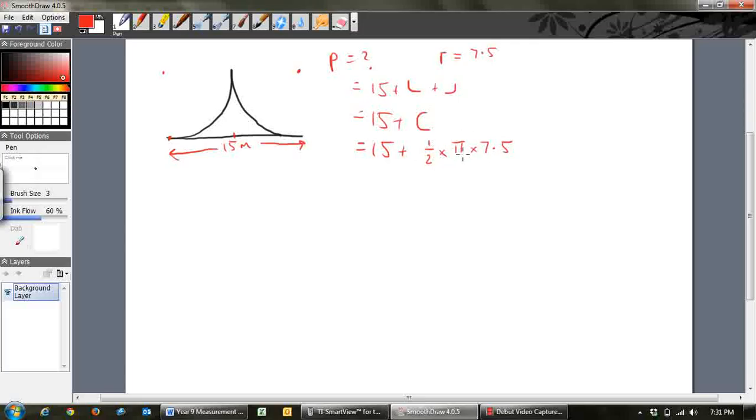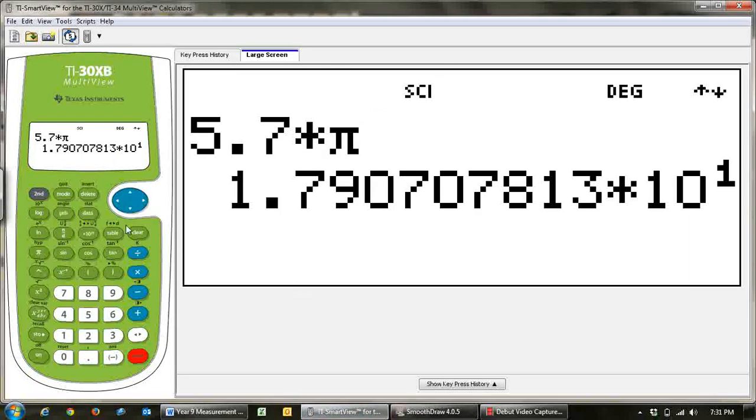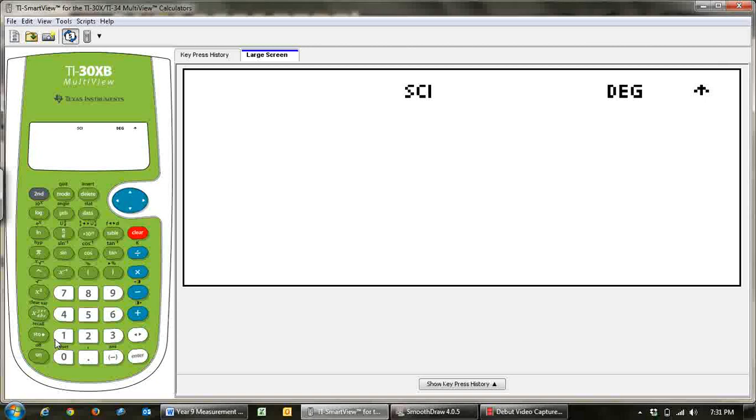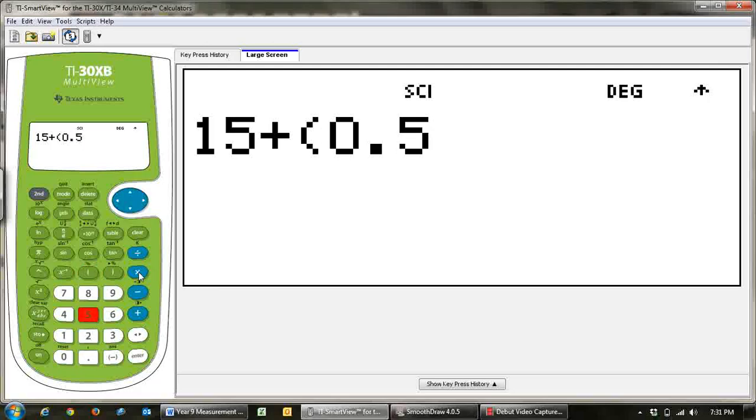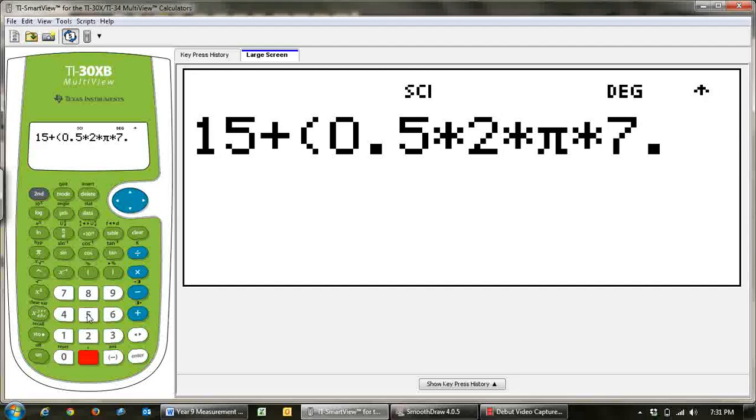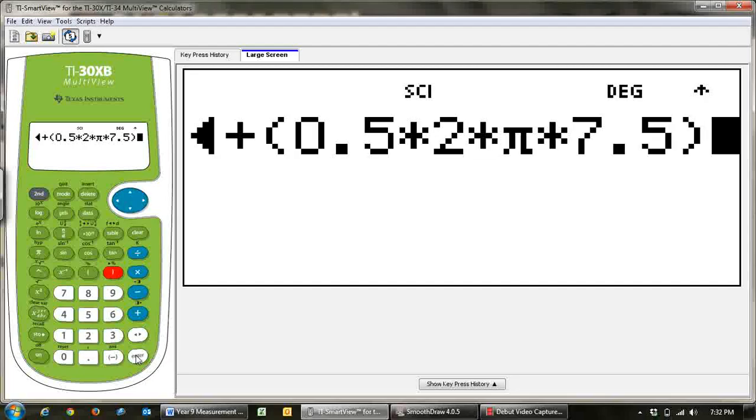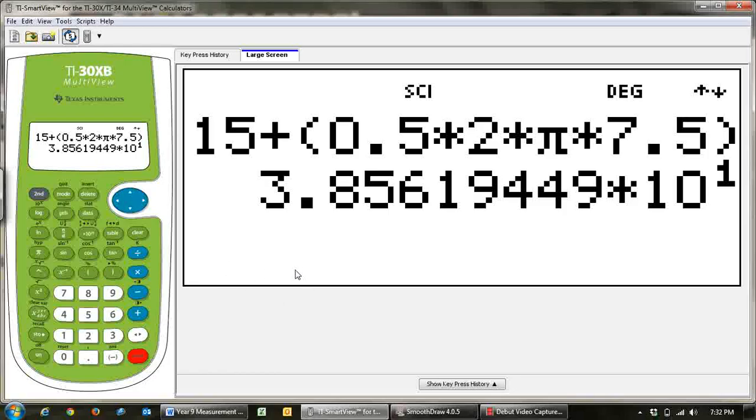Okay, so I'll go and do this. It's good to use brackets in these. Oh, did I forget a 2? I forgot a 2. Half times 2 pi r. Okay, sorry about that. Almost mucked up. So let's do this. Clear. We'll go 15, and when I do this I'll go plus and I'll put a bracket in there. Okay, so half, I'll go 0.5 times 2 times pi times my radius, which was 7.5, and I'll put a closed bracket like that. Okay, so it's good to use brackets and things like that.